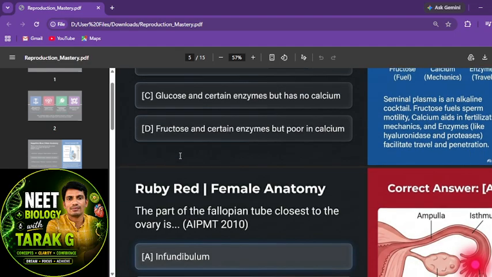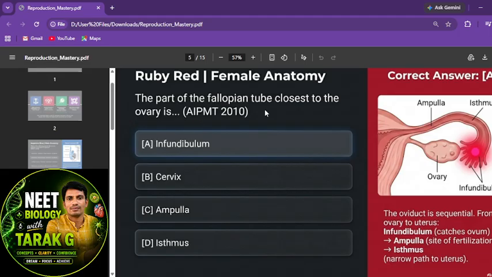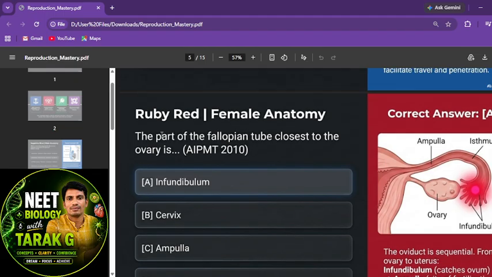Next, we'll go for the next question. The part of the fallopian tube closest to the ovary, also a 2010 question. See, this is the ovary, and the closest is the infundibulum. Fimbriae are on the infundibulum. The first part of the oviduct is the infundibulum, second is the isthmus, third is the ampulla. The ampulla is closest to the fundus of the uterus, but the part nearest the ovary is the infundibulum.